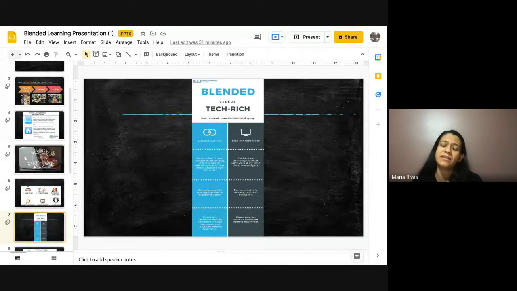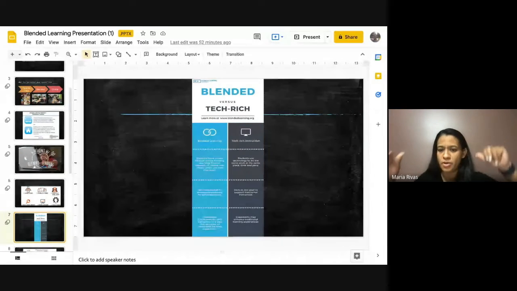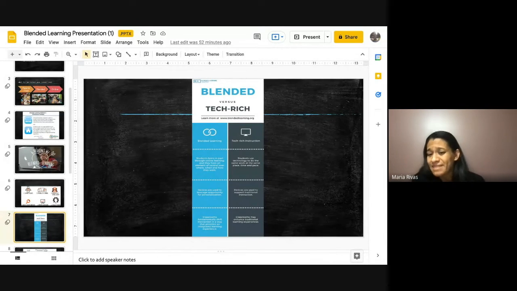So like I said, there's a lot of misconceptions. I know that's tiny, and you probably can't see it, but there are a lot of misconceptions when we hear the word blended learning. We think, oh, everything's supposed to be online, kids are always going to be on the computer, and it really isn't. And I think that's a misconception that we had when we started this journey.